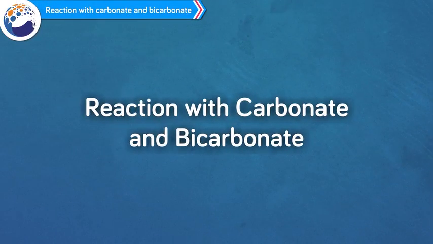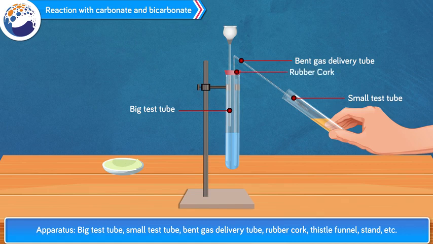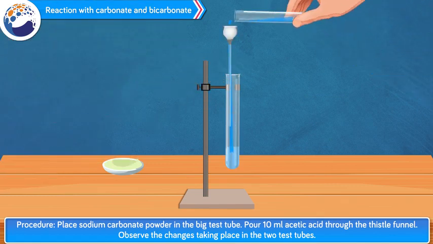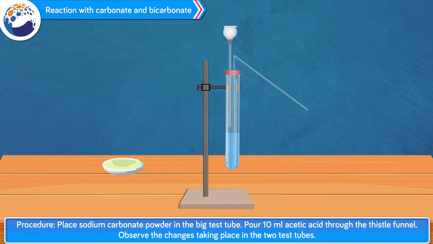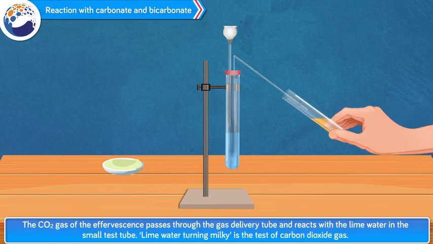Reaction with carbonate and bicarbonate. Apparatus: big test tube, small test tube, bent gas delivery tube, rubber cork, thistle funnel, stand, etc. Procedure: place sodium carbonate powder in the big test tube. Pour 10 ml acetic acid through the thistle funnel. Observe the changes taking place in the two test tubes. The CO2 gas of the effervescence passes through the gas delivery tube and reacts with the lime water in the small test tube. Lime water turning milky is the test of carbon dioxide gas.